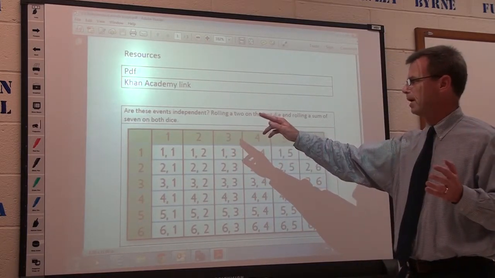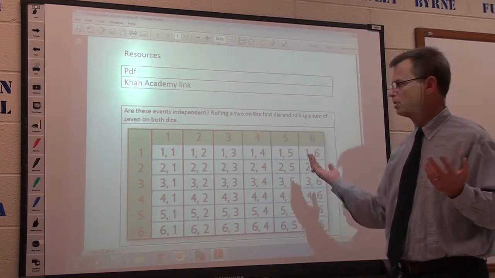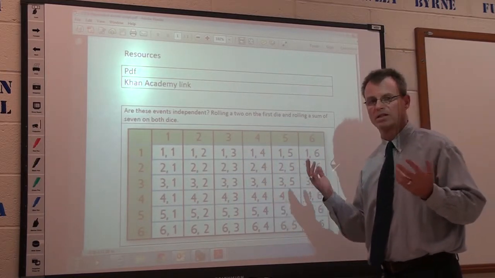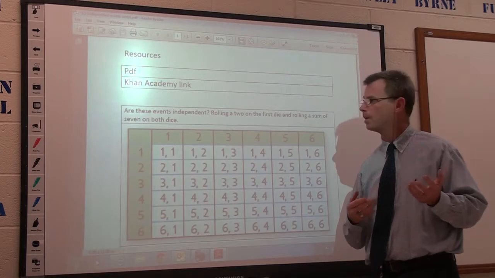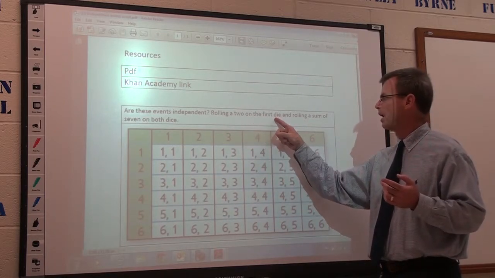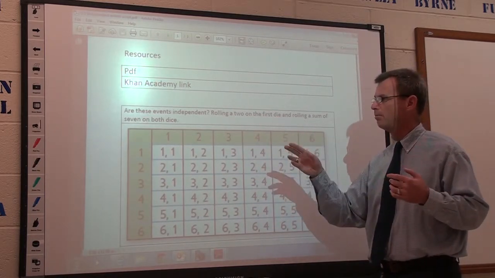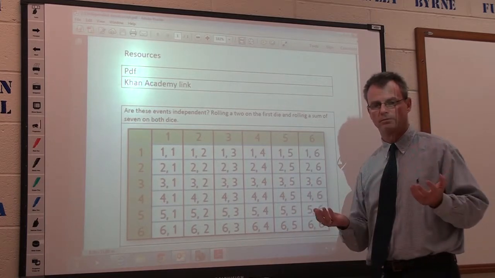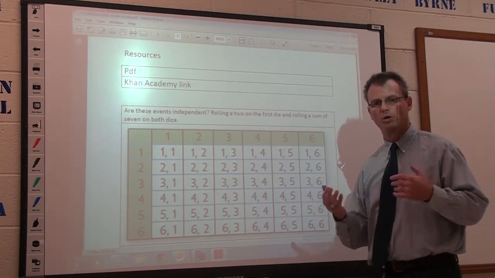Are these events independent? You have 2 dice. They can be different colors. This is actually a problem right out of the FST book. Rolling a 2 on the first die and having a sum of 7 on both dice. Would those events be independent?